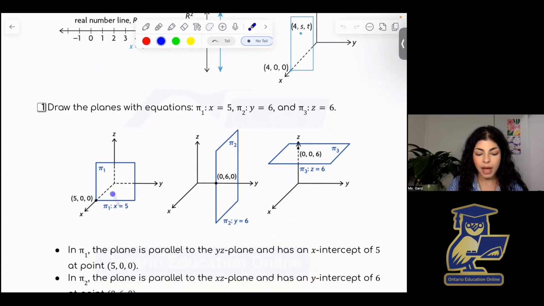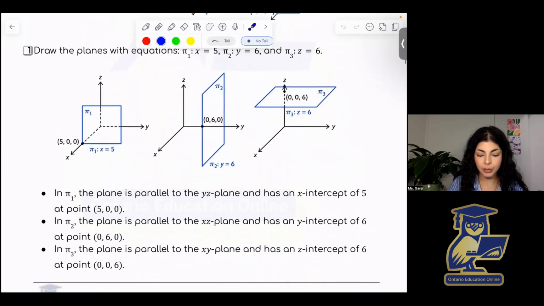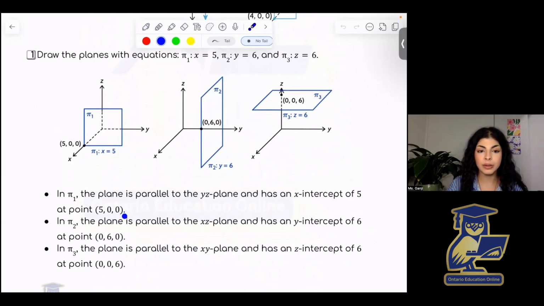When x is equal to 5, this is parallel to the zy plane, and it has a point of intersection, exactly as we wrote here, at (5, 0, 0). In plane 2, when you have y is equal to 6, that means your y is constant, and it is 6 for any point on this plane. This plane is parallel to the xz plane, and it has a point of intersection with the y-axis at (0, 6, 0).